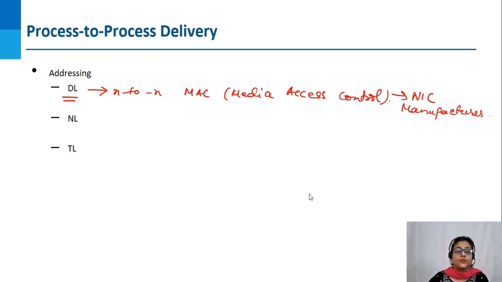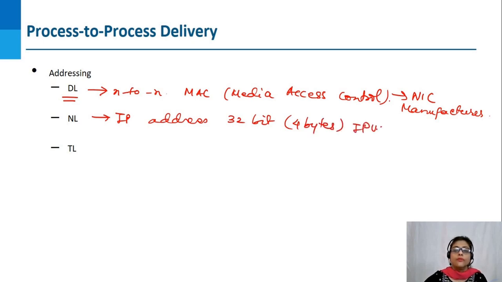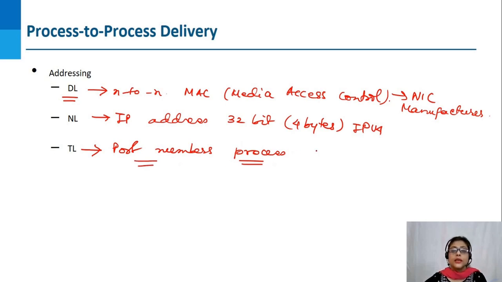Then we have, at the network layer, the IP address, the 32-bit, 4-byte IPv4 addressing scheme. At the transport layer, the port numbers define the addresses of the processes. These are sometimes known as service access points.